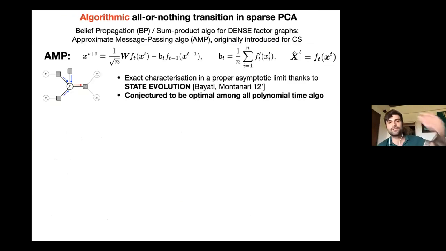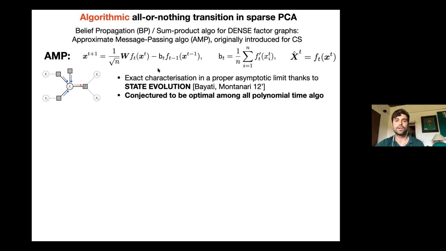But we wanted to go beyond the information theoretic analysis and also study what happens for algorithms, which was not done before. And so what we studied is this AMP algorithm, which I recall is a version of belief propagation for dense graphs, originally introduced for compressive sensing by Yoshiyuki Kabashima and rediscovered later by Andrea Montanari, by Donoho and Maleki, which is a very simple recursion, but extremely powerful.